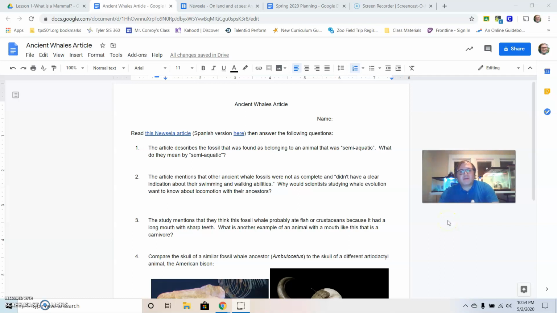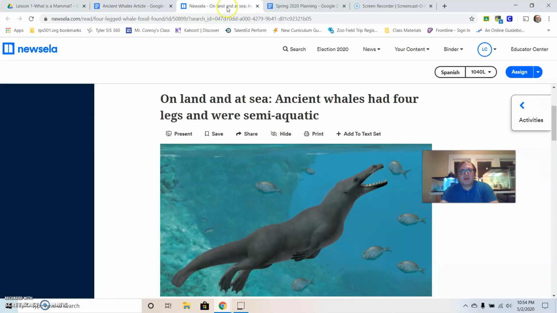Hey everyone, so I wanted to give some instructions here on the ancient whales article, just a close reading assignment that we're looking at while talking about mammals. So this is a link to a Newsela article, and the Spanish version is available here if you prefer to read that. So you'll click the article, make sure that you log in with your school Gmail account, and then you should be able to read the full text.